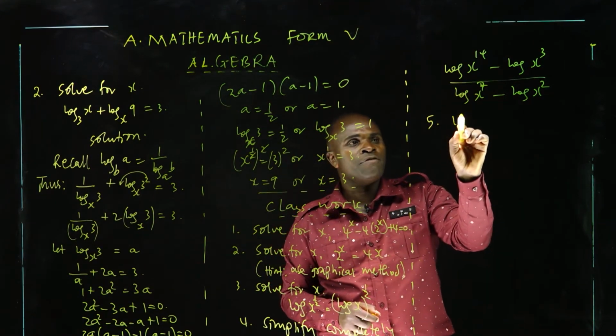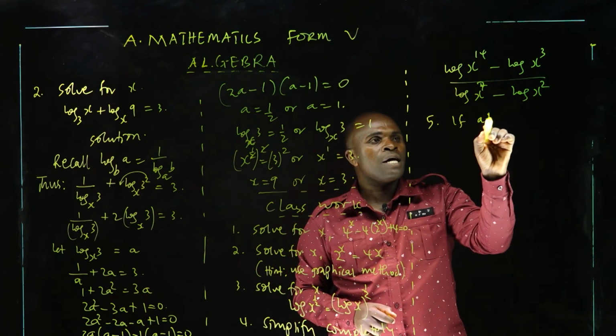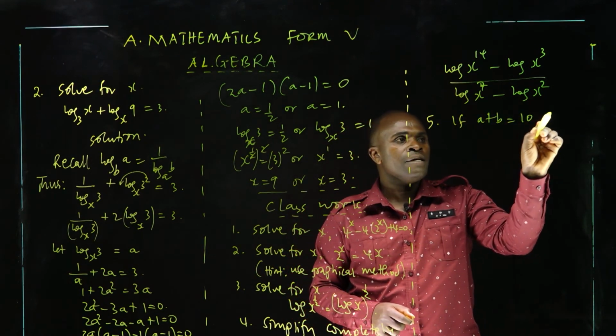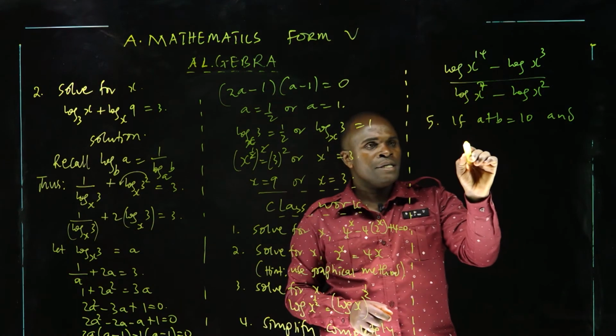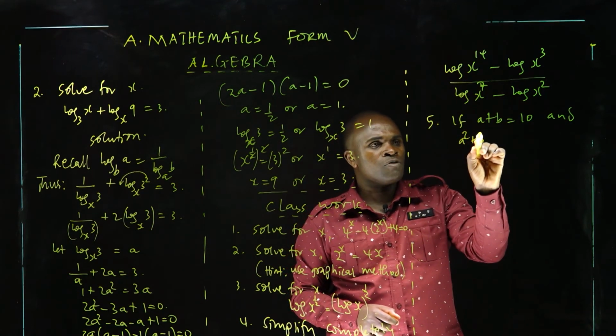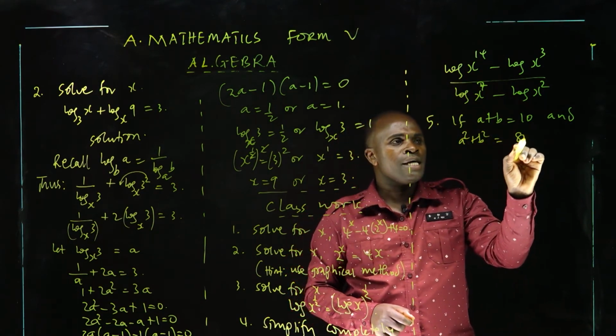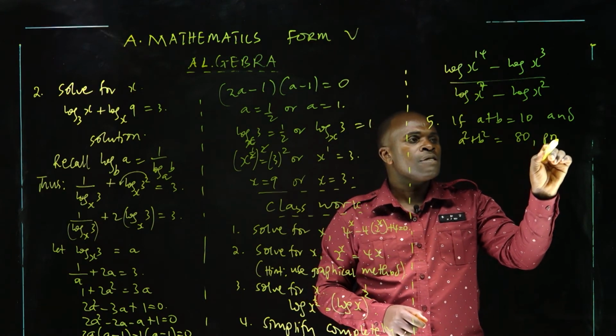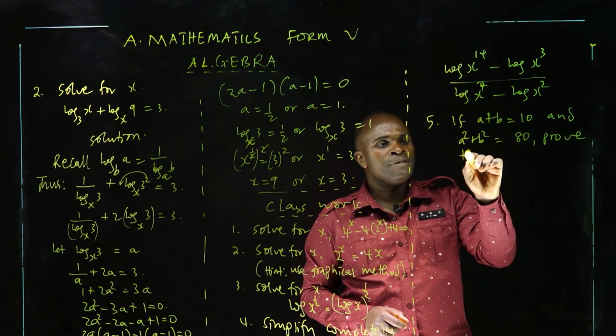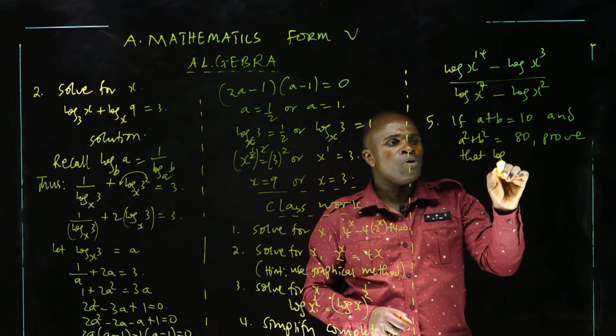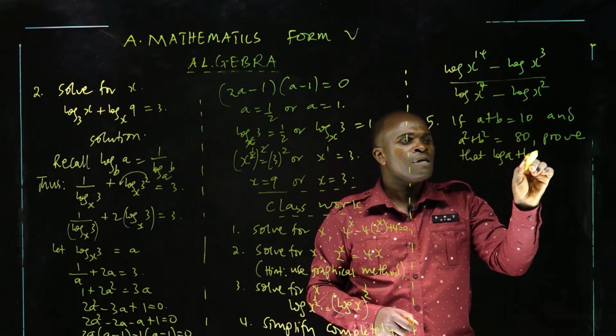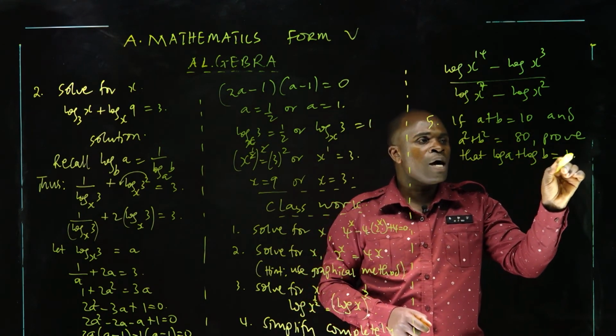Question number 5, it is an interesting one. If a plus b is 10 and a square plus b square is 80, prove that logarithm of a plus logarithm of b equals 1.